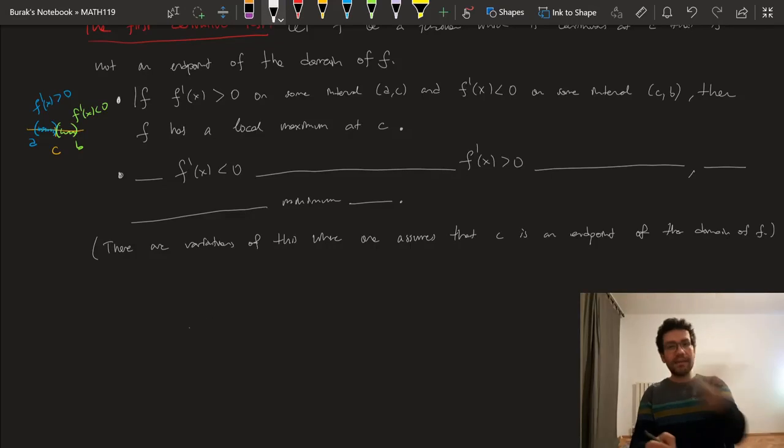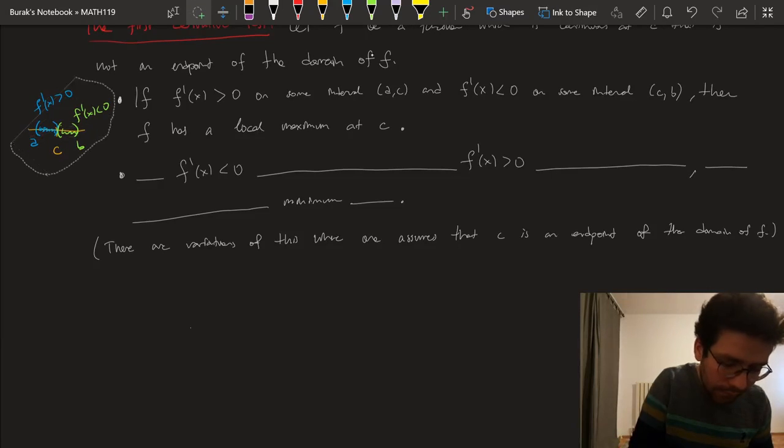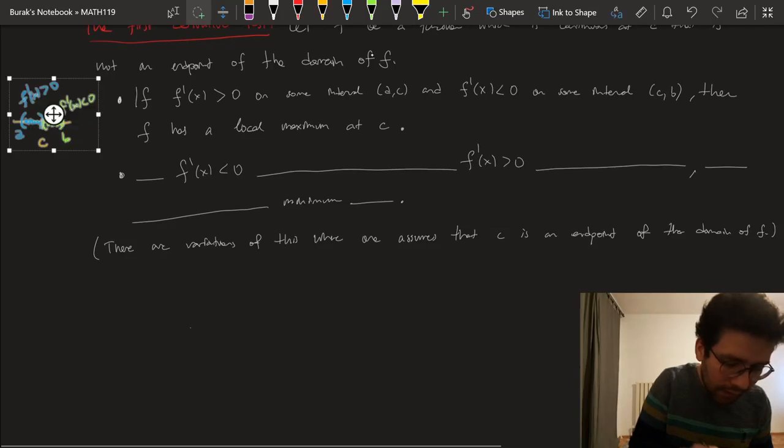And if it's a right-hand point, then everything will be flipped. Okay? So you can write these variations down if you understood this, which means that I'm not going to write them down. So that's it. Let's put it over here.